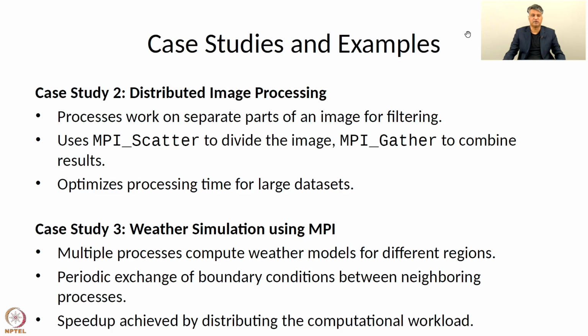Similarly, weather simulation can use MPI models where multiple processors compute weather models on different regions of the region of interest. You periodically exchange information at the boundary between the neighboring processes. For example, if you want to do weather simulation over the entire Indian subcontinent, we can geographically divide the Indian subcontinent into several parts. Each MPI process will then compute its individual region and periodically exchange information related to pressure, humidity, rainfall, and so on between the neighboring processes. You can achieve speed up by distributing the computational workload evenly amongst these processes.